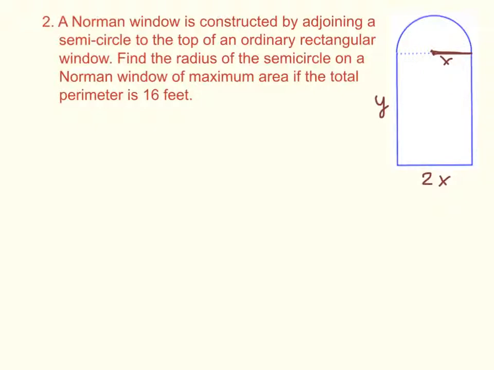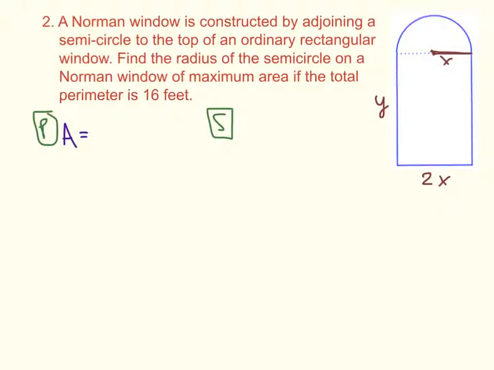All right, now I need to identify again my primary and my secondary equation. Okay, so read this through. What is the quantity that we either want to minimize or maximize? So find the radius of a semicircle on a Norman window of maximum area if the total perimeter is 16 feet. So it sounds like we want to maximize area. So what is the area formula for this Norman window? All right, well, I have 2 things going on here.